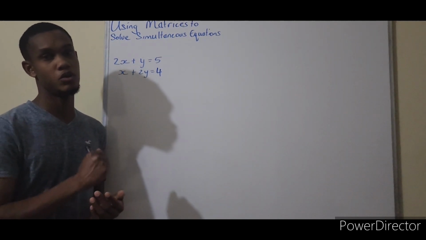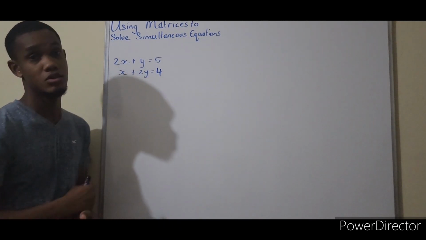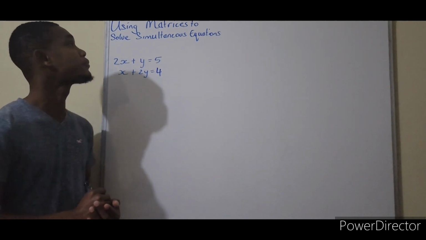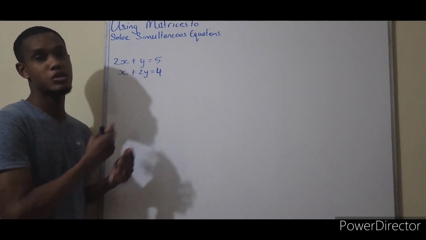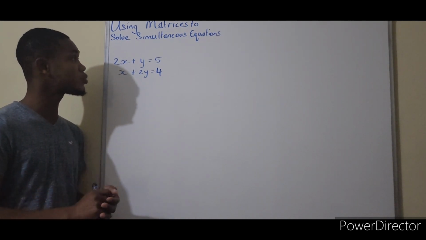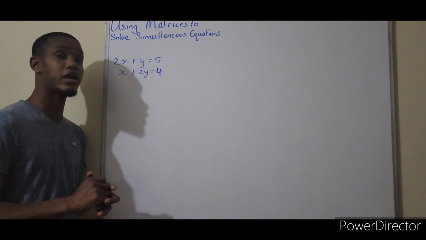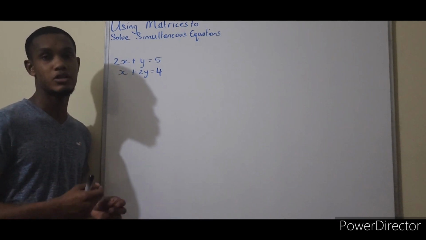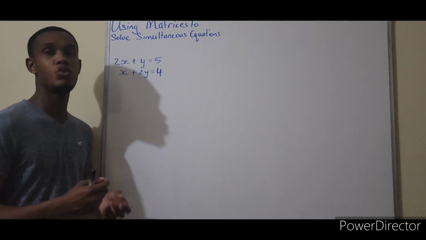So for this video, we'll be looking at using matrices to solve simultaneous equations. You're given a simultaneous equation such as what's written here: 2x plus y equals 5, x plus 2y equals 4. To solve it using the matrix method, there are a few steps.